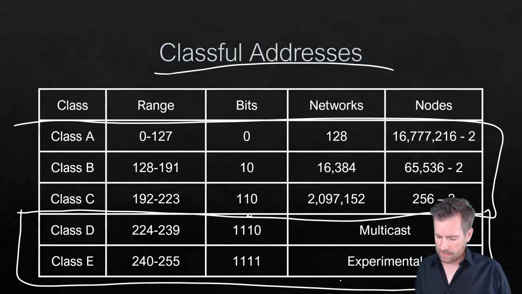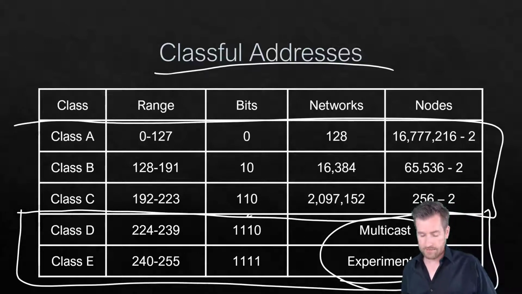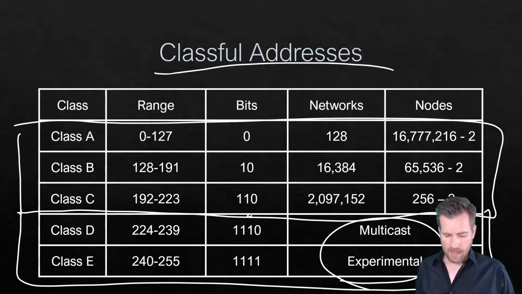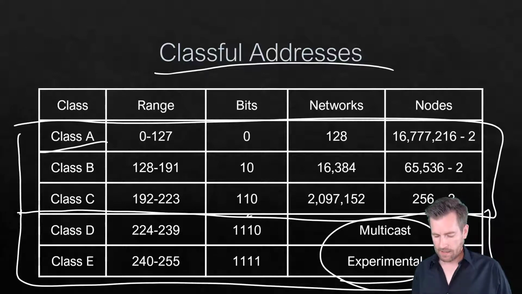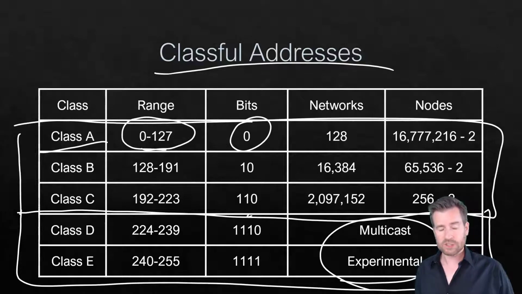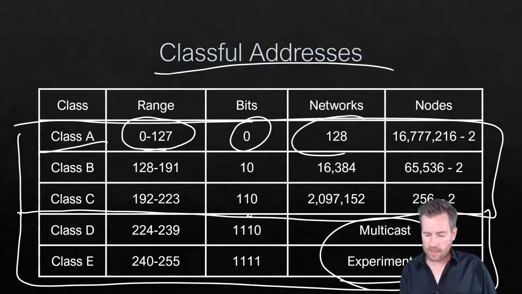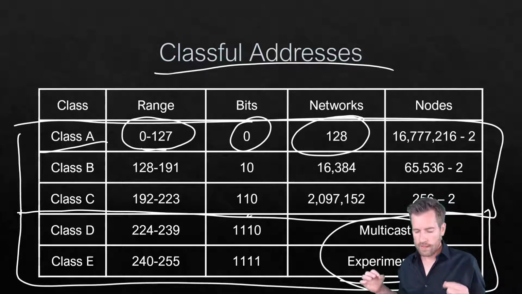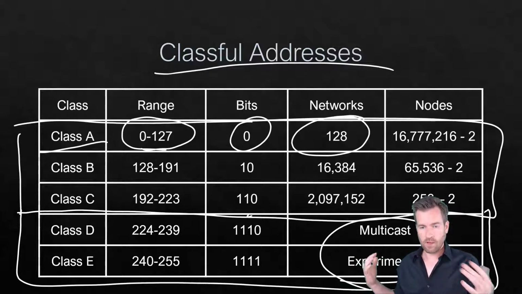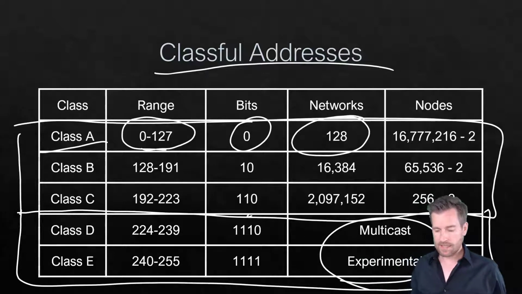Here I've got class D and E represented with the multicast and the experimental ranges. But let's focus on class A, B, and C. And with class A, B, and C, the class A is represented by the first bit being 0. What that gives us is the range for the first octet is anywhere from 0 to 127. So that gives us 128 networks that are these giant networks that we would then assign to these really big companies or these really big organizations to represent large countries. And so this is the Class A range.